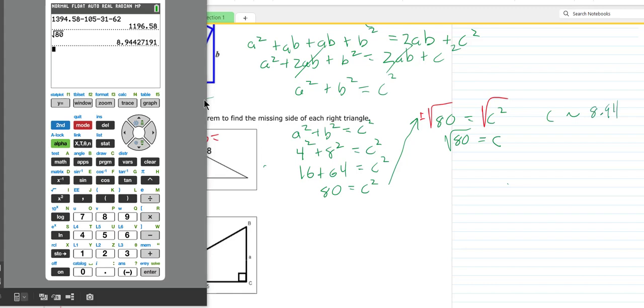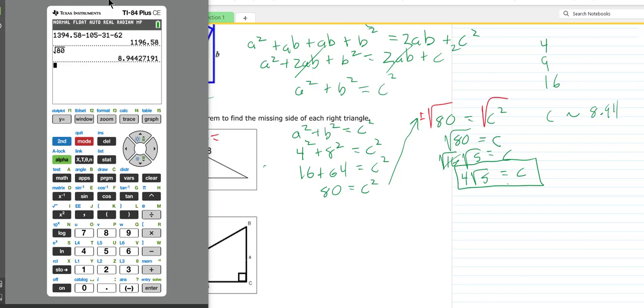But what we want to do is break this up into two numbers to see if one of them is a perfect square. Perfect squares are numbers like 2 to the second is 4, 3 to the second is 9, 4 to the second is 16. It turns out that 16 times 5 is 80, and the square root of 16 is 4. So the best way to write the answer to this problem would be 4 times the square root of 5, like that.